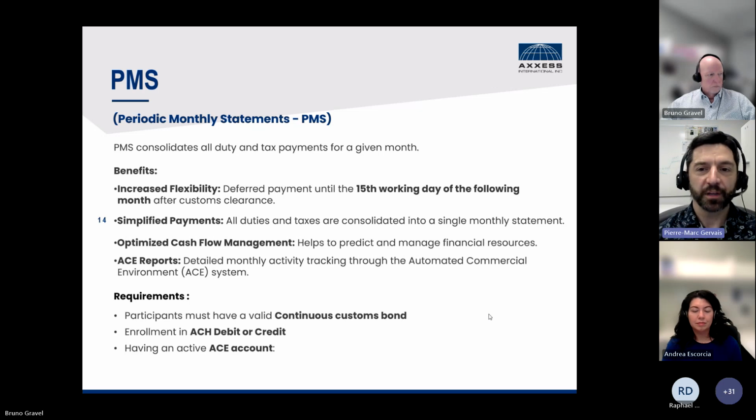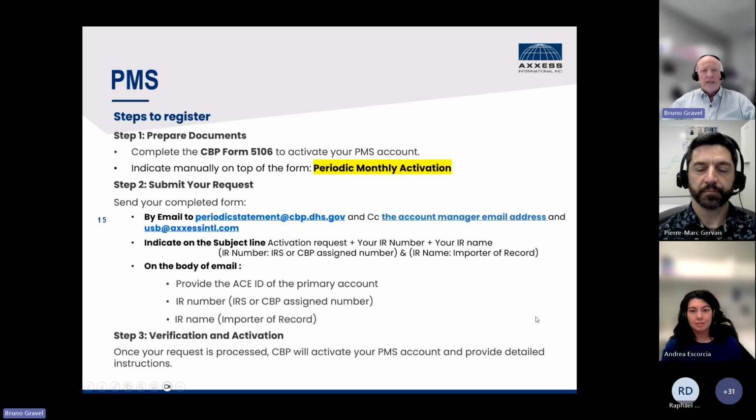What you must have if you want to enroll in the periodic monthly statement. First, you must have a valid continuous customs bond. Second, you must enroll into the ACH debit or ACH credit option. And the third one is to have an active ACE account. So what are the different steps? There are 3 steps to register.